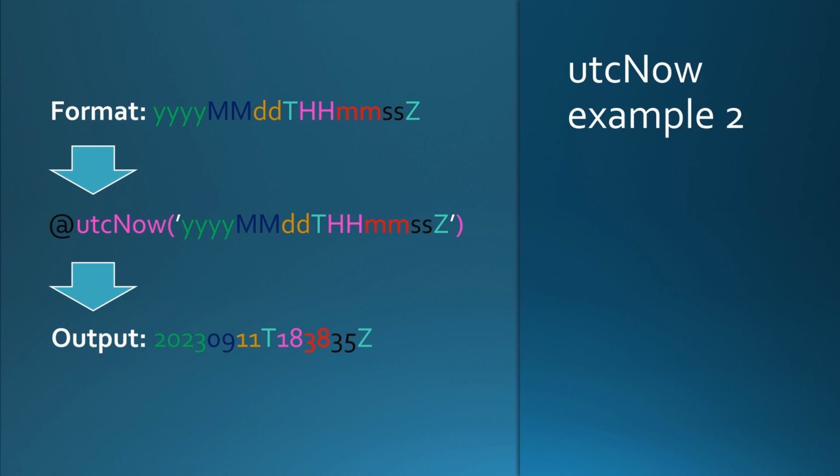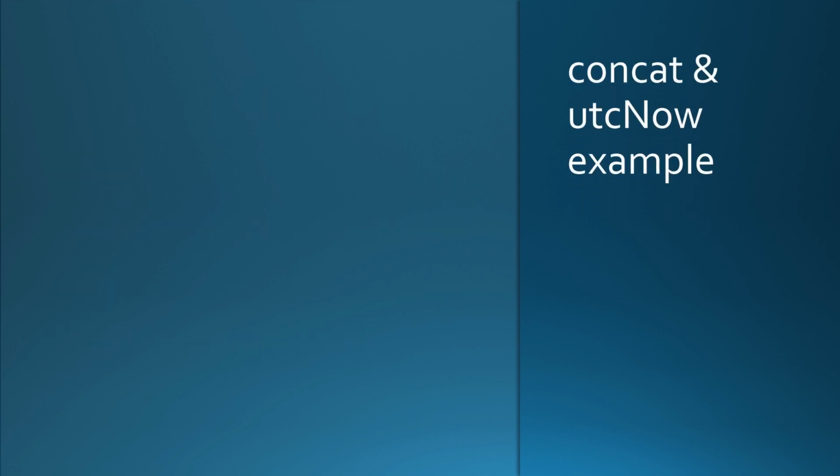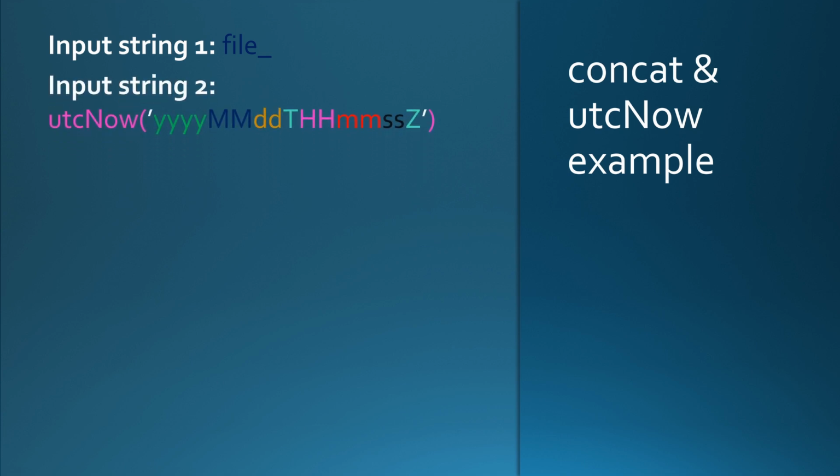Now in our last example, let's raise the complexity a bit. So let's now combine using the concat and UTC now function in the same expression. Let's start by defining our input string 1 for our concat function. It's going to be file underscore. Then our input string 2 is actually going to be the UTC now function with the format that we specified in the previous example. Then our input string 3 is going to be .txt.